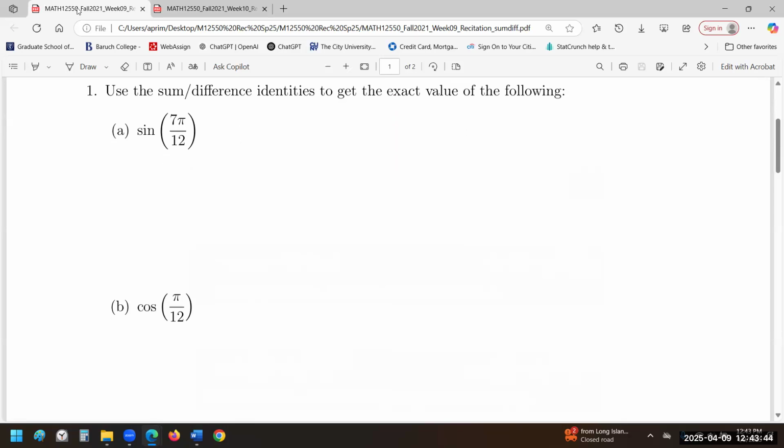So we are given two angles. One is for the sine, one is for the cosine. And they want us to use sum and difference identities to get the exact value. It means we cannot use a calculator. We have to give them the exact number for these angles. Let me do B. B looks smaller. So we are given cosine pi over 12.